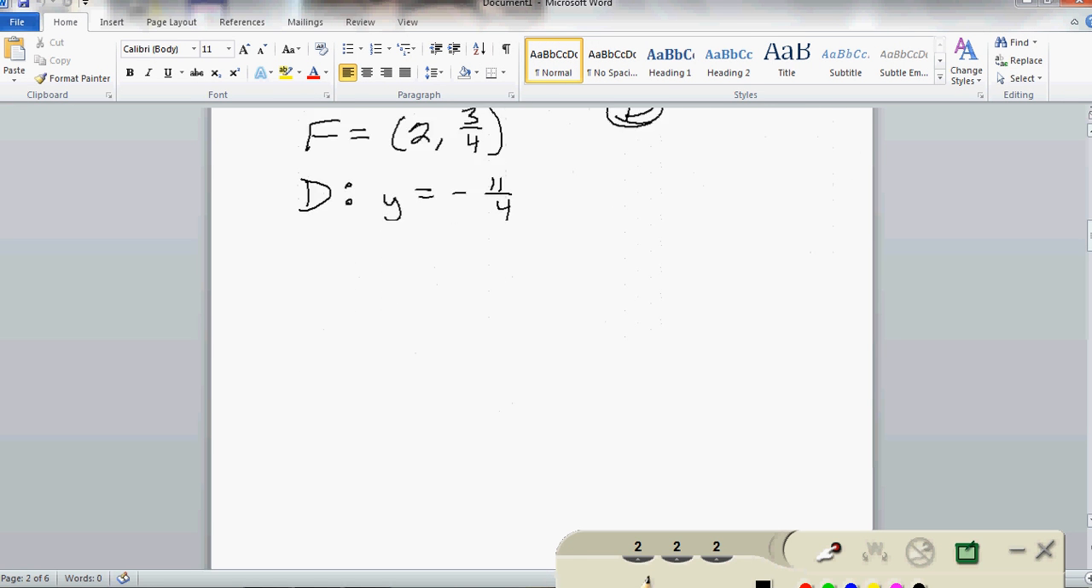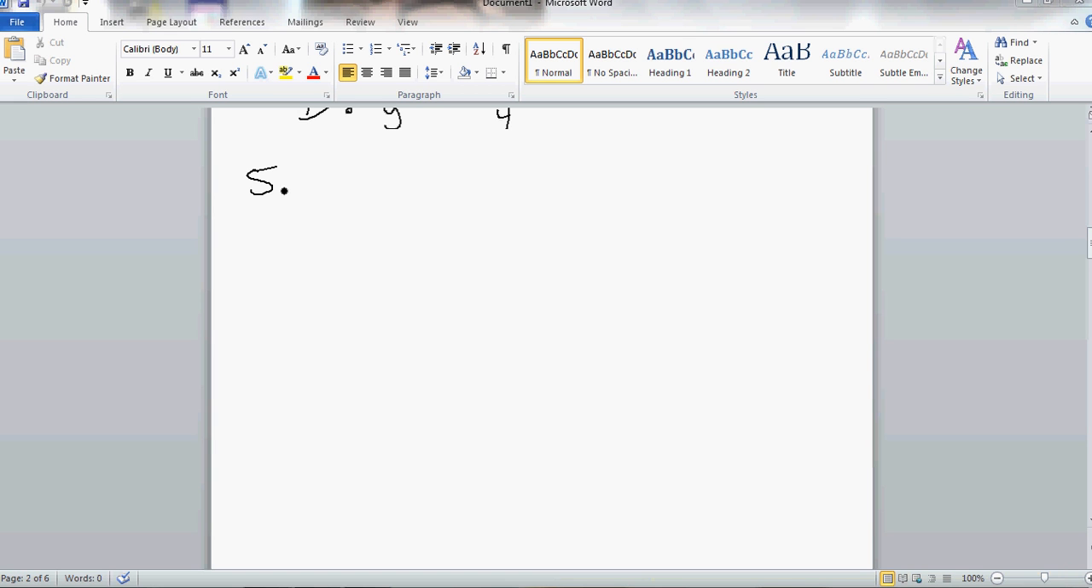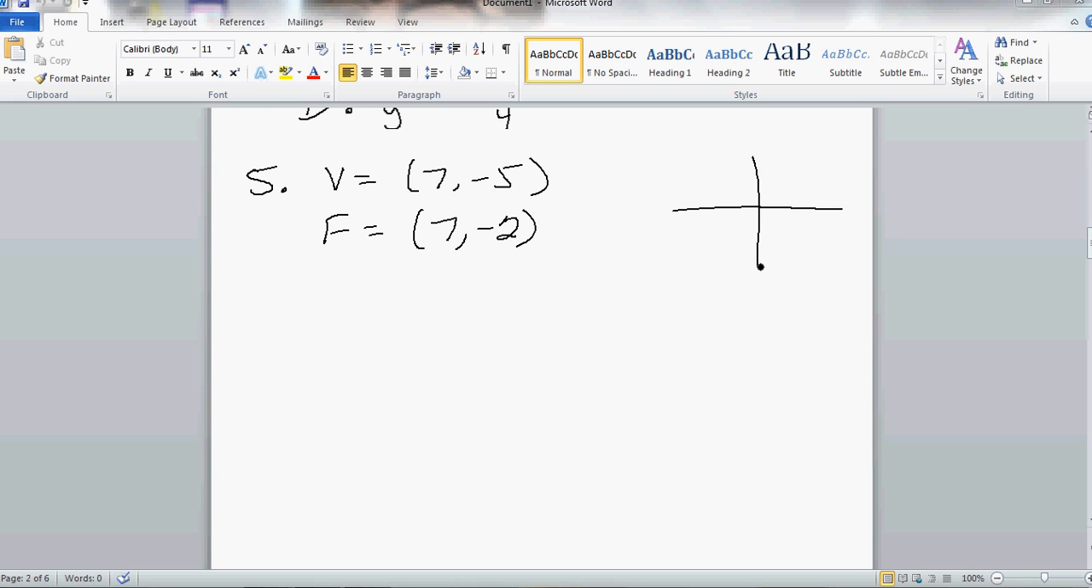Now 5 asks us to find the equation, and a rough sketch will certainly help. Number 5, the vertex is 7, -5, and the focus is 7, -2. So let's just draw this real quick. 7, -5 will be here. 7, -2 will be the focus, so that's here. So if this is the vertex and this is the focus, it has to wrap around it, so it's going to look like that. So that tells me I know it needs to be x squared.